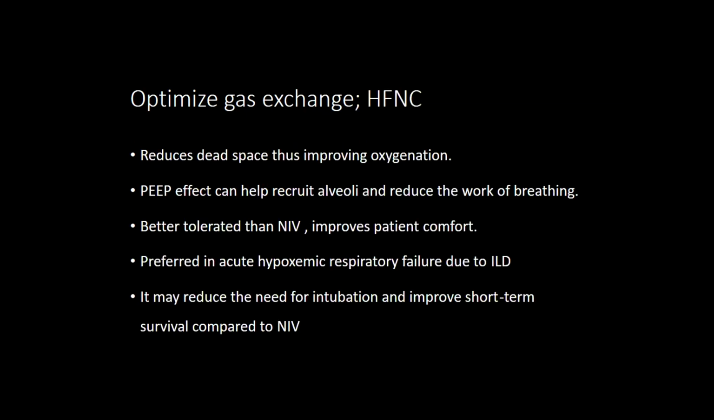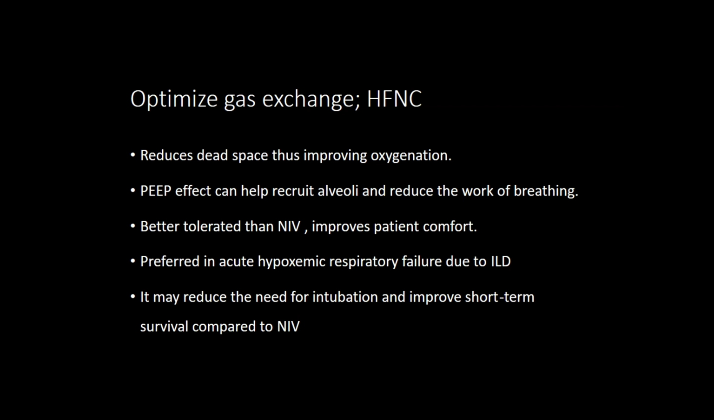On the other hand, high flow nasal oxygen is actually helpful in the acute phase. If a patient presents to you acutely with acute hypoxemic respiratory failure, high flow nasal oxygen provides high flow humidified oxygen, reducing dead space, improving oxygenation. It does offer some positive end expiratory pressure, which can help recruit alveoli and reduce the work of breathing. And in very sick patients, it is better tolerated than non-invasive ventilation because it's more comfortable. And it does reduce need for intubation.